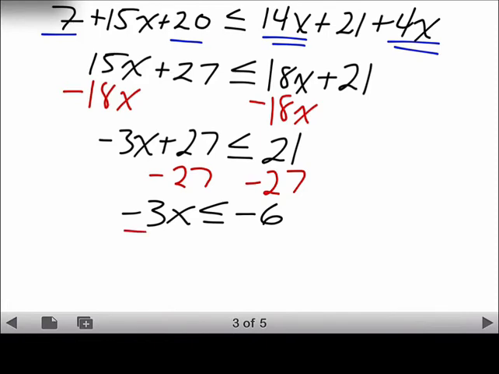And now when I divide, I notice that I'm going to be dividing by a negative 3. And this is important.